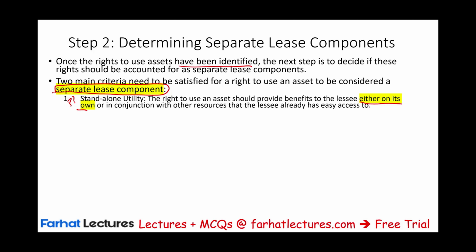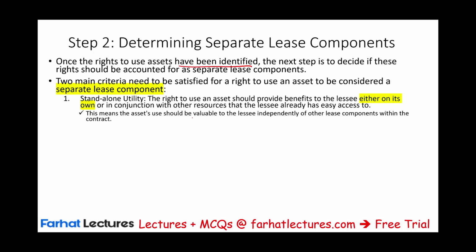Let's go back to the parking space. As I mentioned, this parking space could be devoted totally to the cafe. It means without the cafe, this parking space is useless. Or, as I mentioned, this parking space can be enjoyed on its own. How? You rent it to another business, to the hospital nearby, because they need extra space. You have this asset and you rented it separately. So this is what we mean by standalone utility. You would look at the usage of it. This means the asset's use should be valuable to the lessee independently of the other lease component. And the parking space can be used independently. Same thing with the storage room.